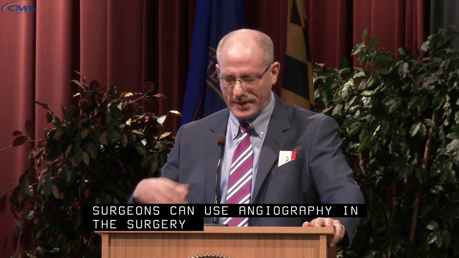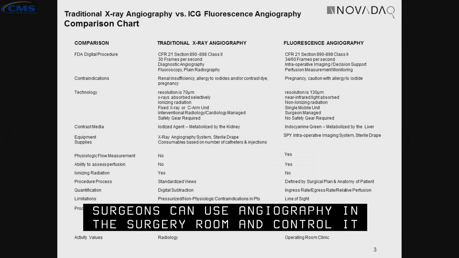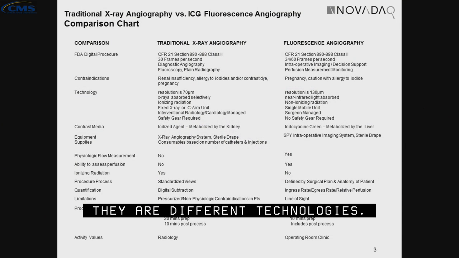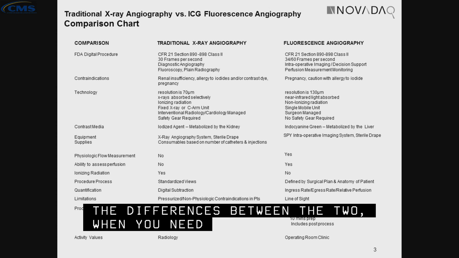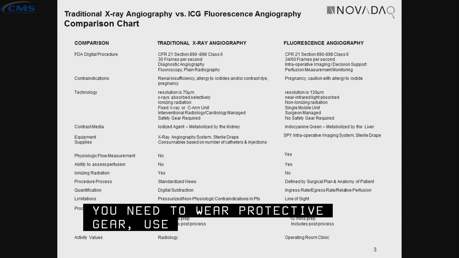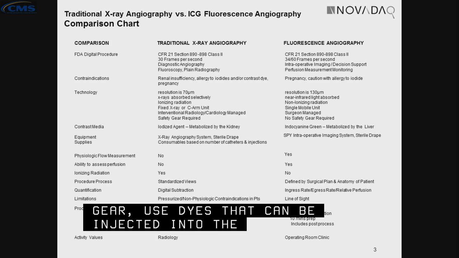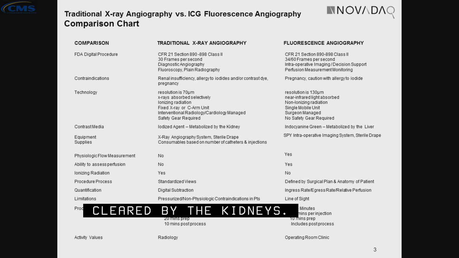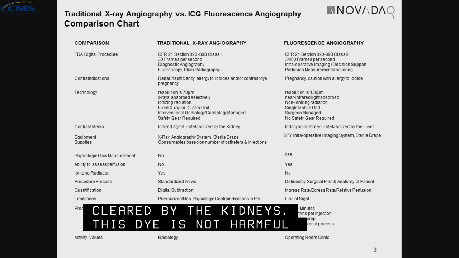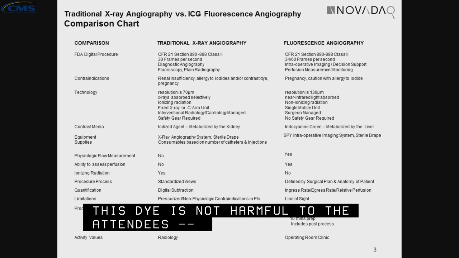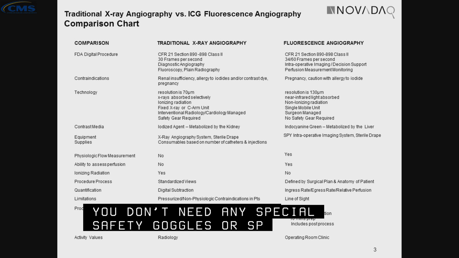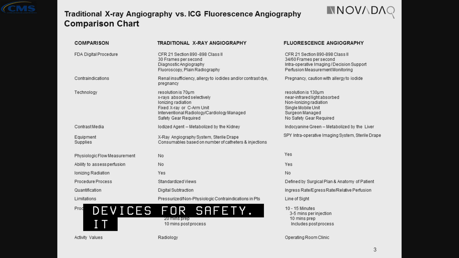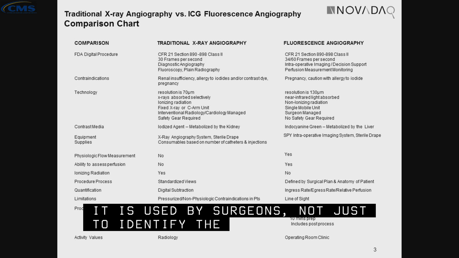This is a busy slide, but basically it shows the differences between the two. When you're using radiation, you need protective gear, you need to wear lead, you need to use dyes that potentially could be injurious to kidneys because the dye is cleared by kidneys. Versus the laser angiography we're talking about with fluorescence, where the dye is not harmful to the kidneys, in fact cleared by the liver. It's a class two infrared camera, so you don't need any special safety goggles or devices for safety. And again, it is used by surgeons, not just to identify the anatomy, but also to see actual perfusion in tissue, which is something that angiography has never done before.